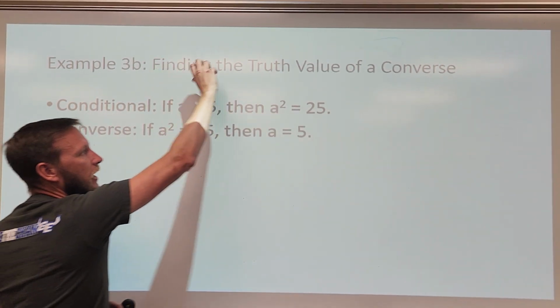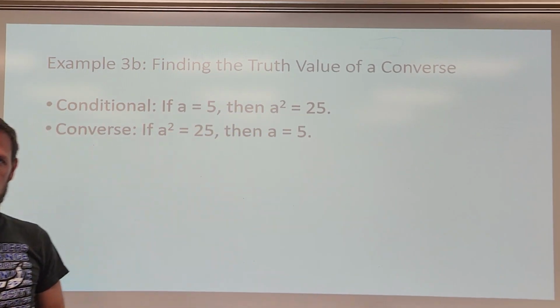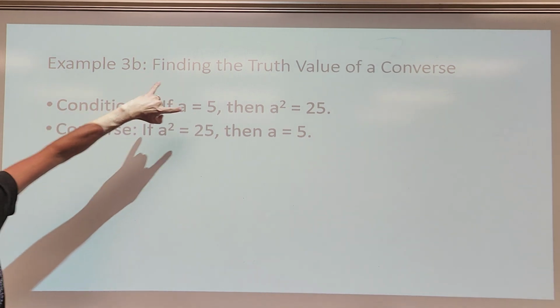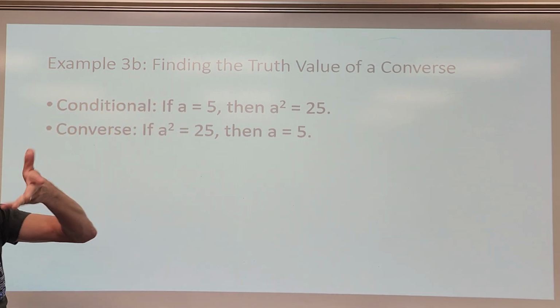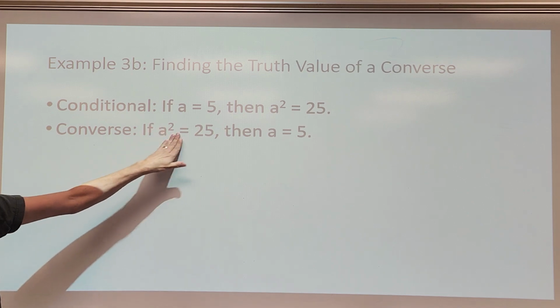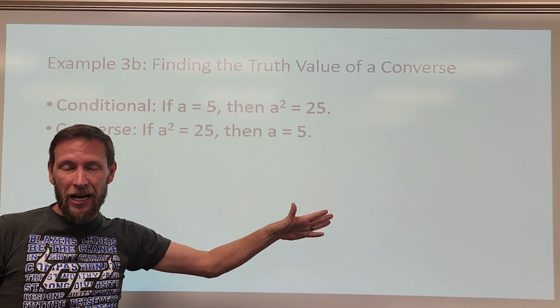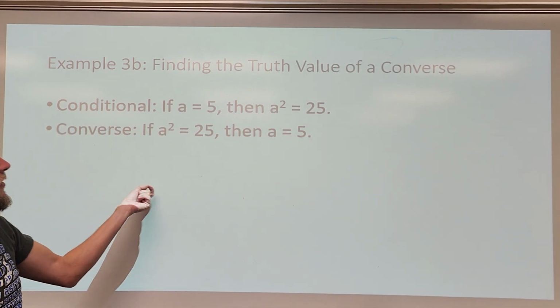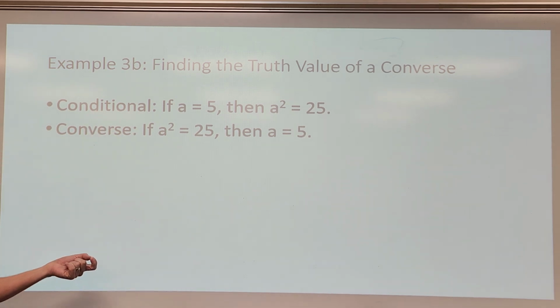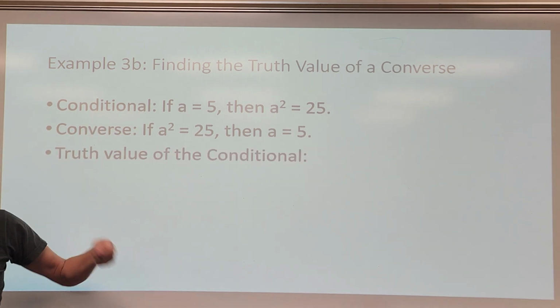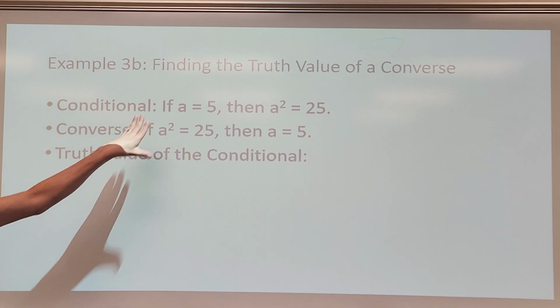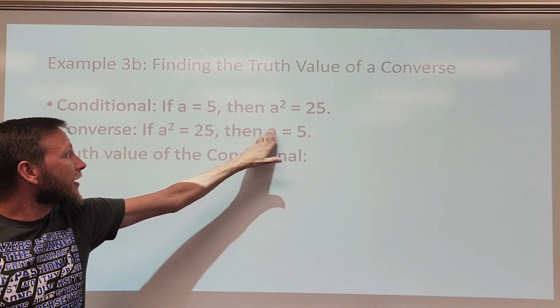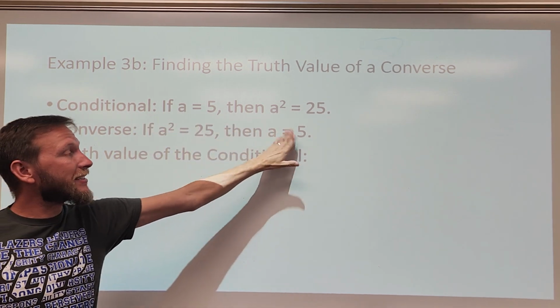If a equals 5, then a squared is 25. This is a true statement, all right? The converse, if I flip that around, as I'm using a conditional, if a squared equals 25, then a equals 5. All right, this statement is not true because I can provide a counterexample: I have a value of a that when I square it I get 25, but it's not equal to 5.